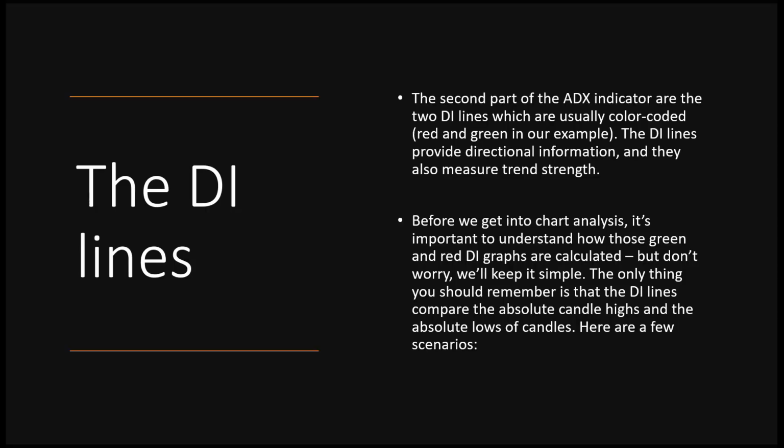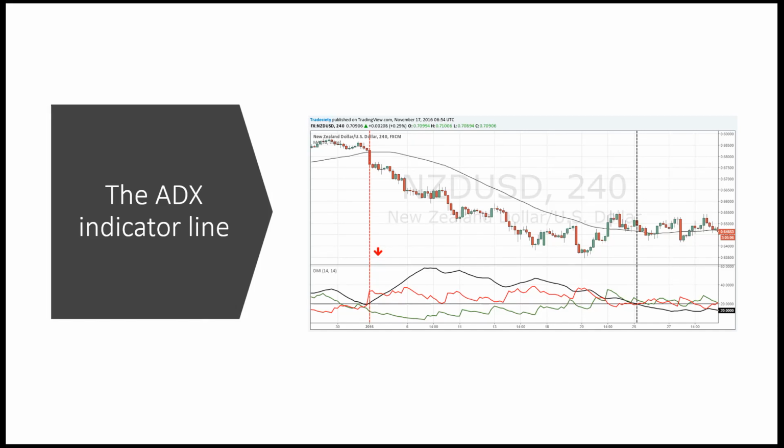So the second part of the ADX indicator is the two DI lines, which are usually color-coded red and green in our example. So the red and green lines here, let me get my marker back on here.